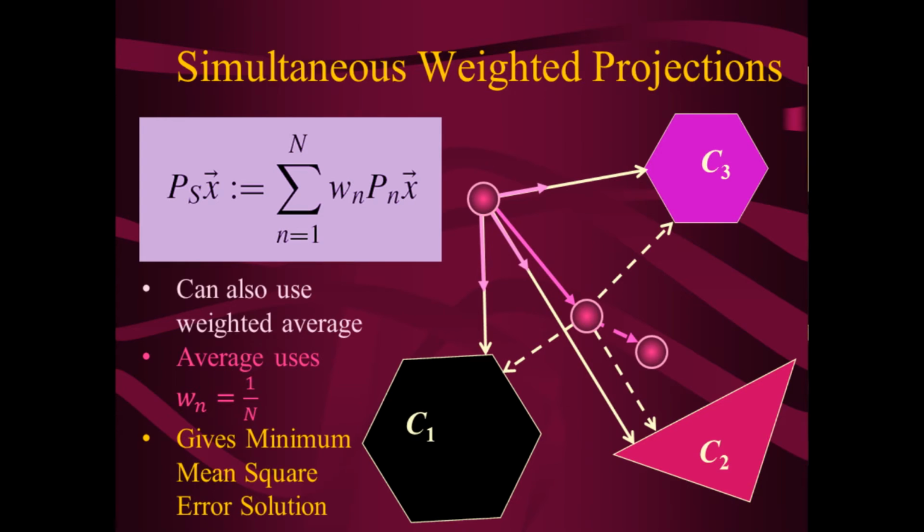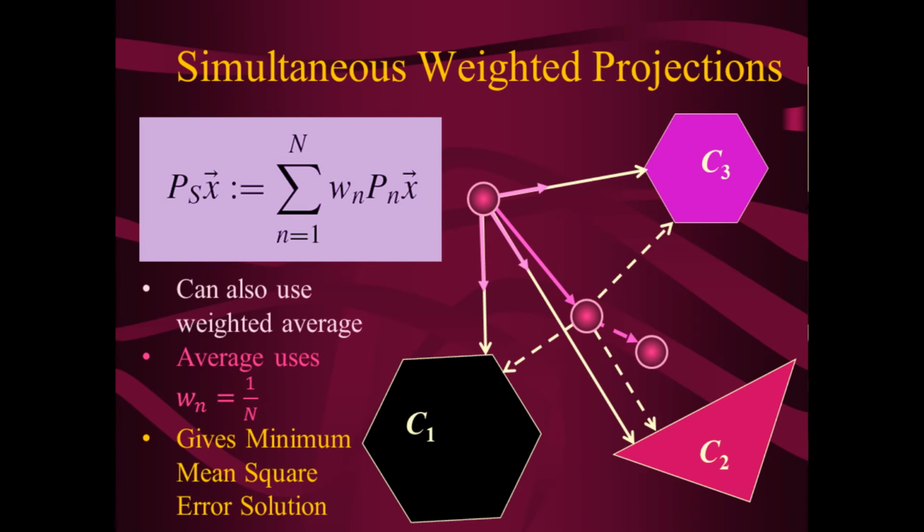In fact, we can actually have one of the constraints be more important than another constraint, as you see here in this next slide. Rather than just average them, we can perform a weighted average. And the weight on the average becomes larger depending on how important that constraint is. Maybe one constraint is three times as important as the other constraint. So we can actually choose those different values of weights in this simultaneous weighted projection. Then you get the minimum mean square error solution using those corresponding weights.